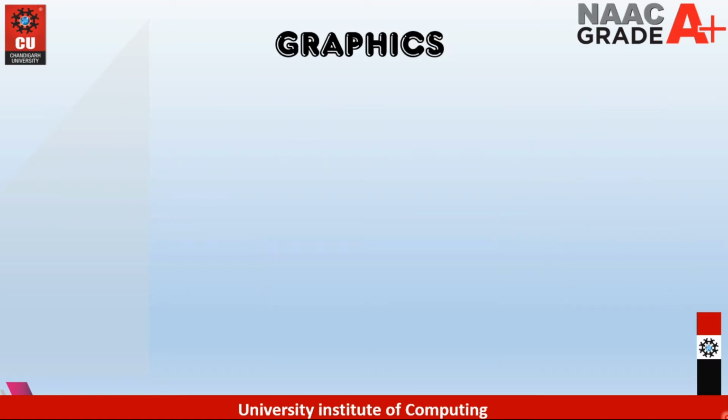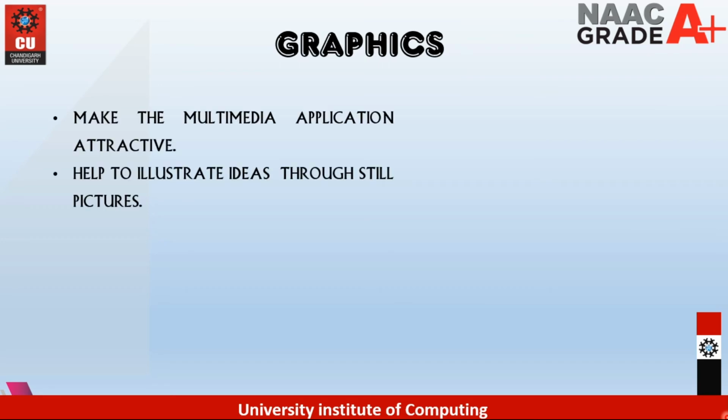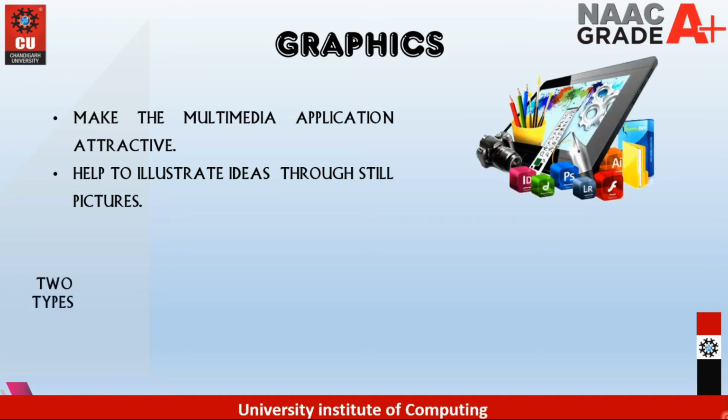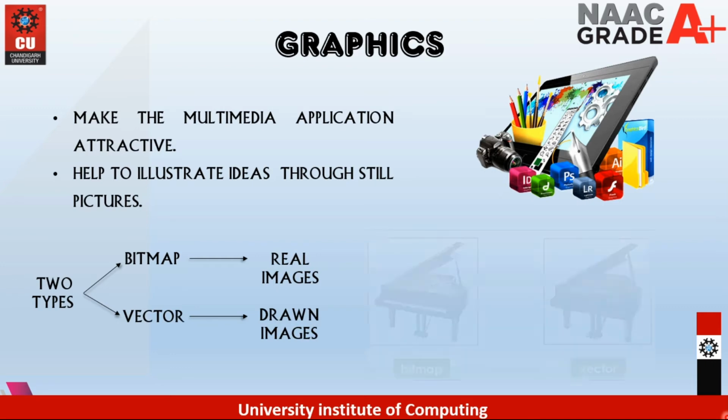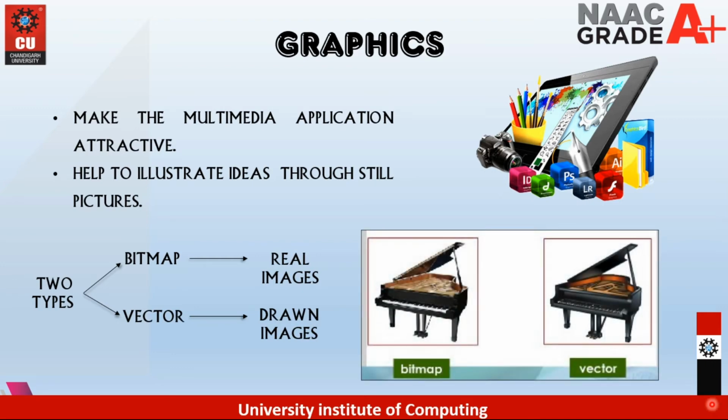Next one is graphics. Graphics make multimedia applications attractive. They also help us to illustrate ideas through still pictures. There are two types of graphics. One is bitmap, the other one is vector. The bitmap graphics are real images, whereas the vector are drawn images. Both can be seen in the image over here.